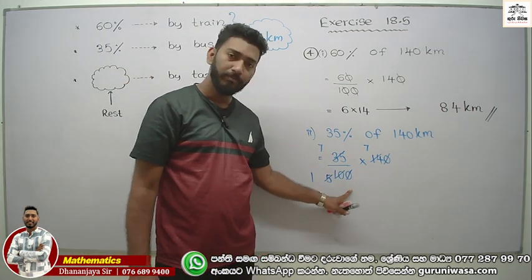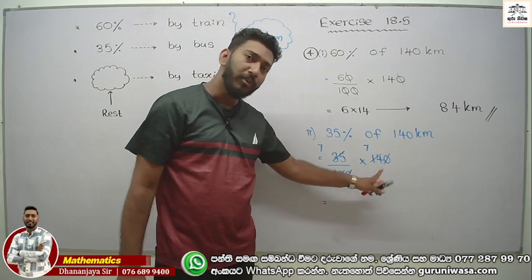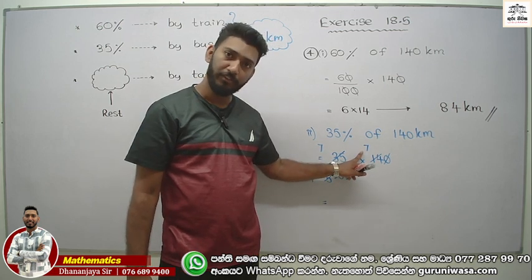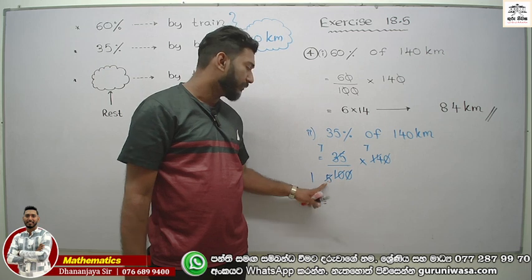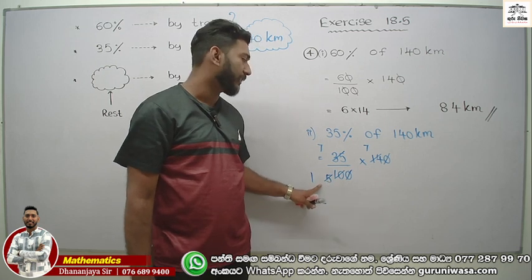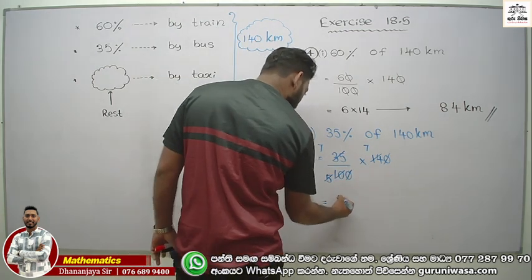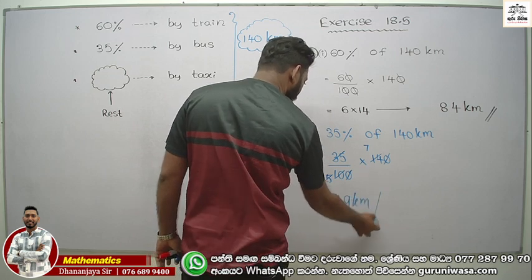0 and 0 cancel, and this one becomes 14, and this one becomes 10. 10 and 14 you can simplify by 2. 14 becomes 7 because 2 times 7 is 14, and 2 times 5 is 10. Now 5 times 1 is 5, and 5 times 7 is 35. Now 7 times 7 should be 49 kilometers.